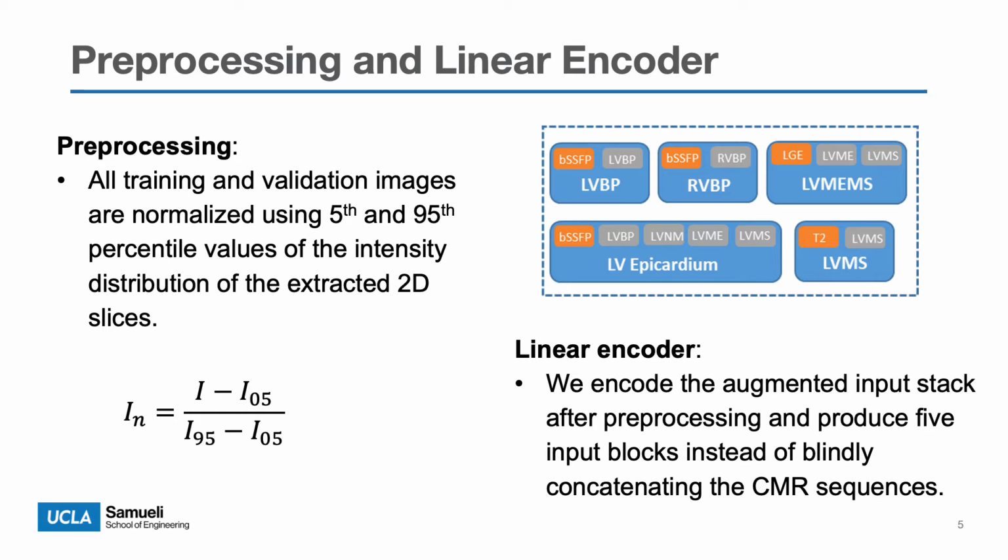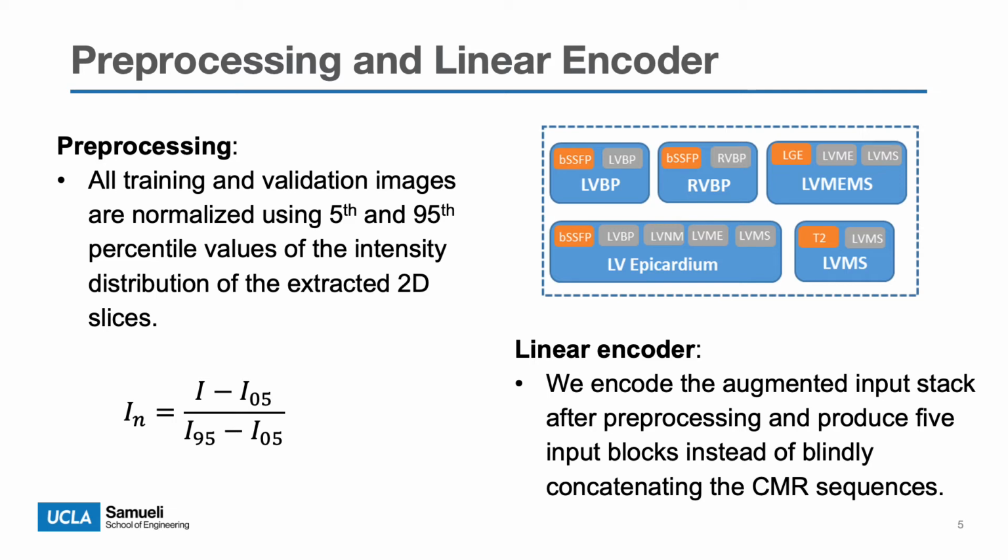We encode the augmented input and label stacks and produce 5 input blocks as shown in the right figure, instead of blindly concatenating the CMR sequences, where each block represents the data used to train the target class. The 5 input blocks are: the LVBP block, which uses BSSFP as the input and LVBP as the target; the RVBP block, which uses BSSFP as the input and RVBP as the target; and the LV myocardium block, which uses BSSFP as the input and the linear combination of LVBP, LVNM, LVME, and LVMS as the target.